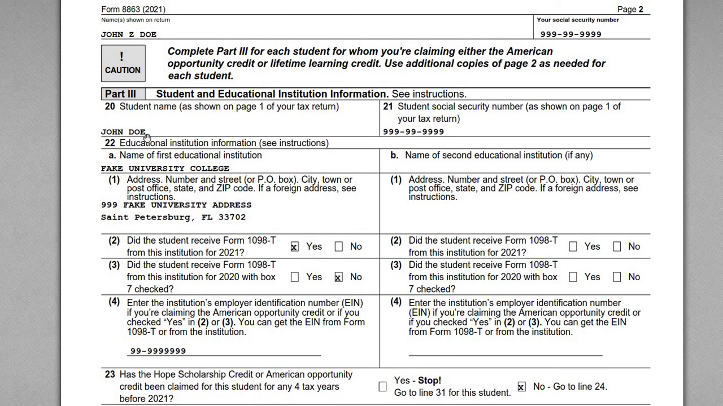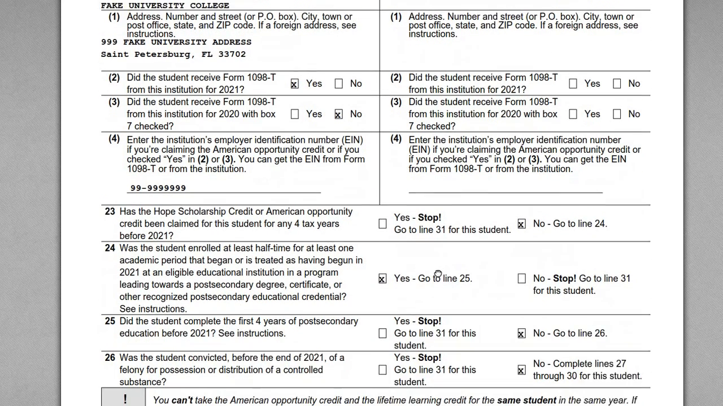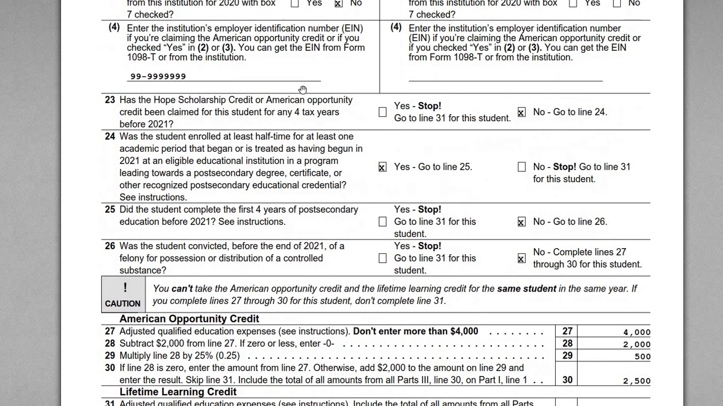So we've got John's name as the student, his social security number, the university he's going to, and then answer the questions down here, yes or no, depending upon what the appropriate answer is, right? So he received a 1098T, no, box 7 was not checked. The EIN for the university, he can get that from the 1098T. And they are asking here, did you claim Hope Scholarship Credit or AOC or AOTC for any 4 years before 2021?